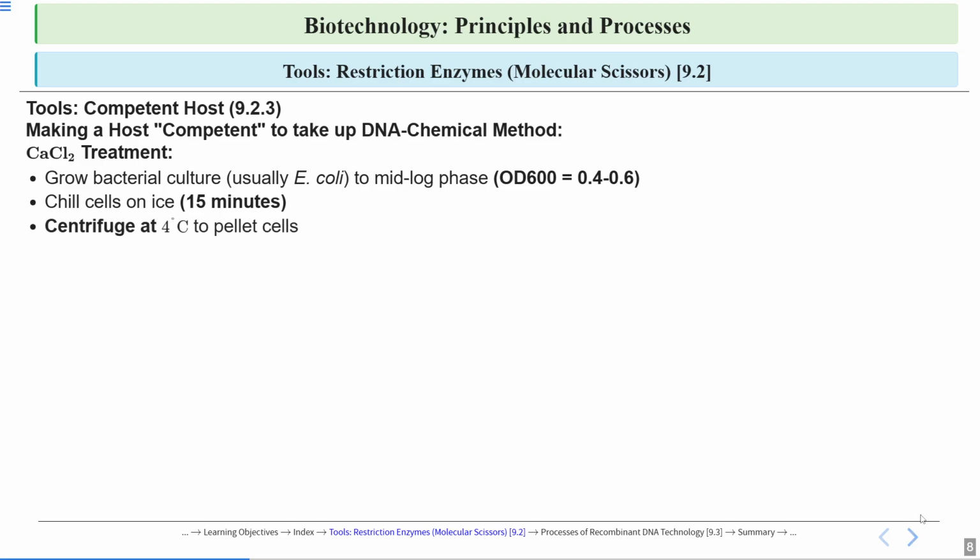Now this centrifuge, I know you guys know what a centrifuge is, and even in the last class I told you what a centrifuge device is. It is a device which helps to separate materials on the basis of their density. So they centrifuge it at 4 degrees Celsius to pellet the cells. Usually when we centrifuge something, two things come: one is the supernatant, which comes above, and then the pellet. Here we want the pellet because the pellet is our cells and the supernatant is the media. So we remove the media and take the pellet.